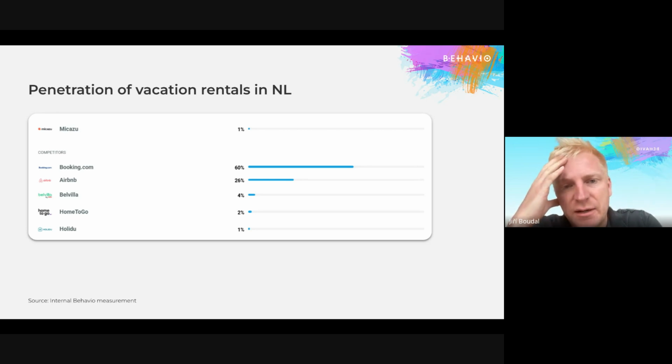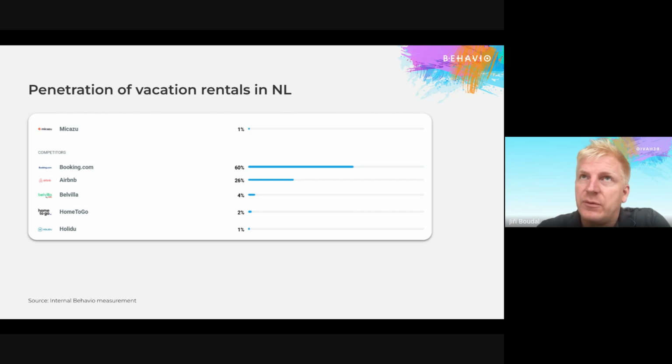As you can see here, we have two big brands, and Mikazu is a very small brand that in this case is really a starting brand. But if you have bigger penetration, it's quite similar. You typically have some big brands you want to take over, here Booking and Airbnb. And the question is how to do that effectively, how to grow.